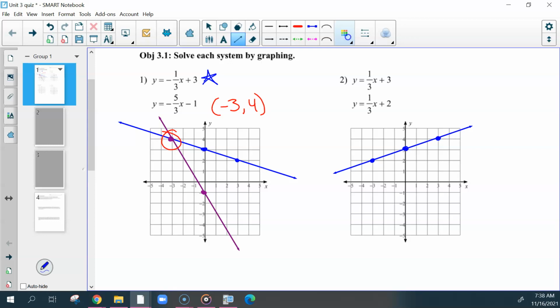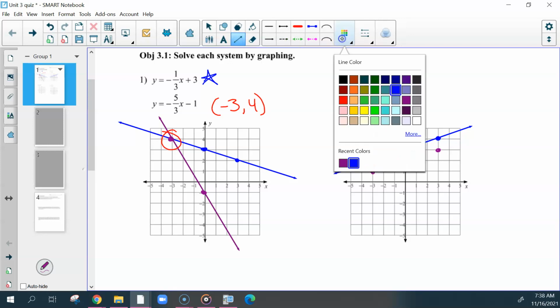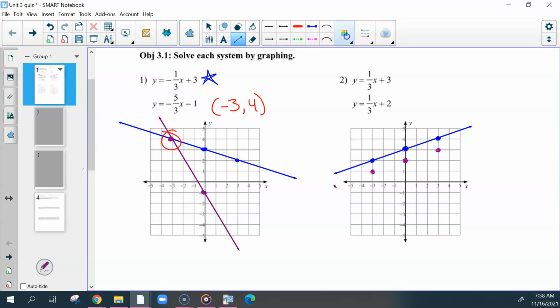You may have realized this without graphing them, but you still would have needed to graph them, that these two lines have the same slope but different y-intercepts, so they were going to be parallel lines, which means they would have no solution. Here, same slope, so go up 1, right 3, down 1, left 3. Mine look a little crooked, but they're supposed to be parallel.